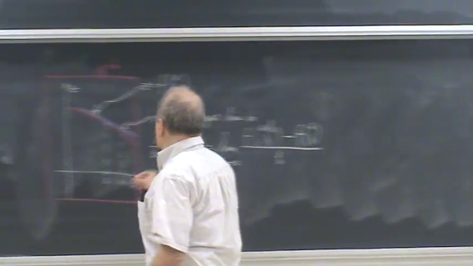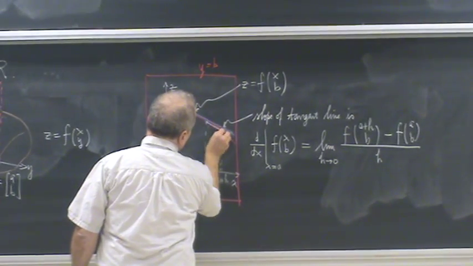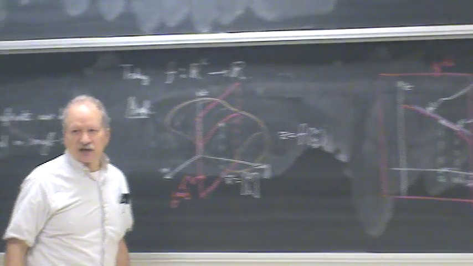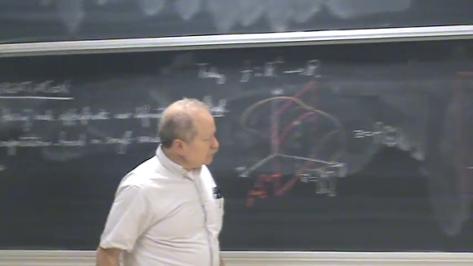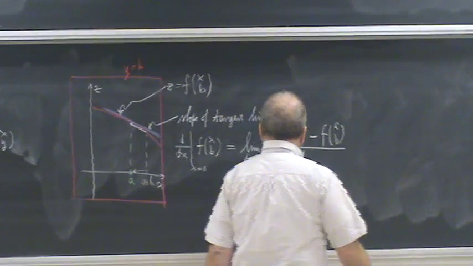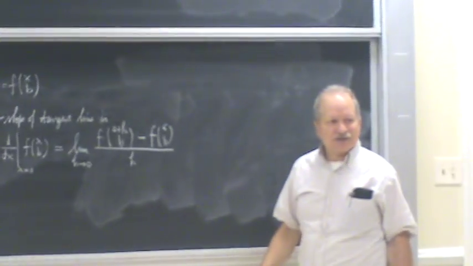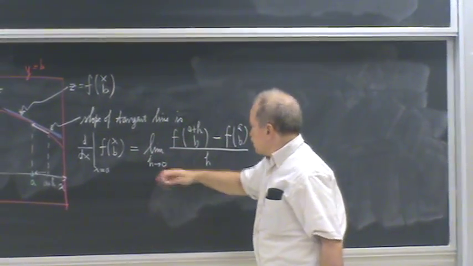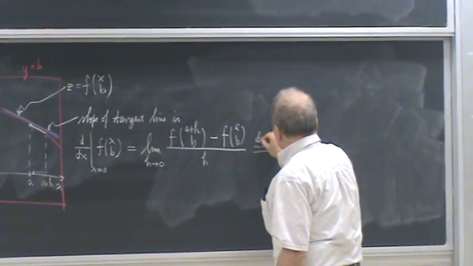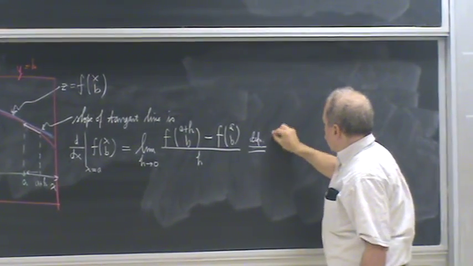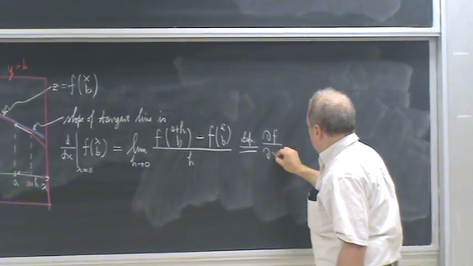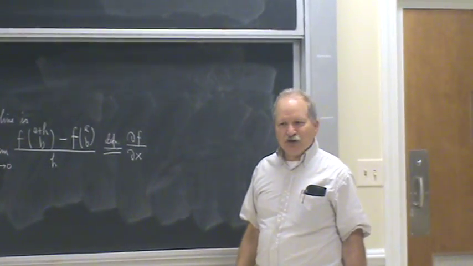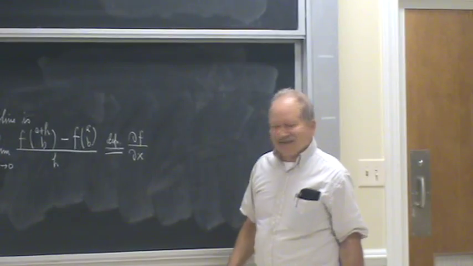That's the slope of this chord here. Taking the limit of that slope as h goes to 0, you're getting the slope of the tangent line, assuming it exists. Okay, so this limit, assuming it exists, is now going to be, by definition, what we're going to call the partial derivative of f with respect to x. And you get to practice writing new squiggles.